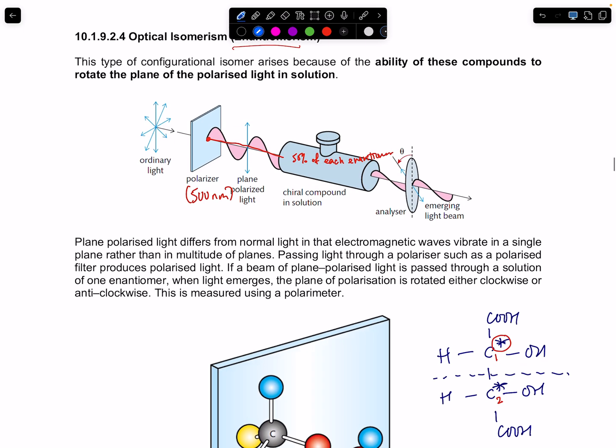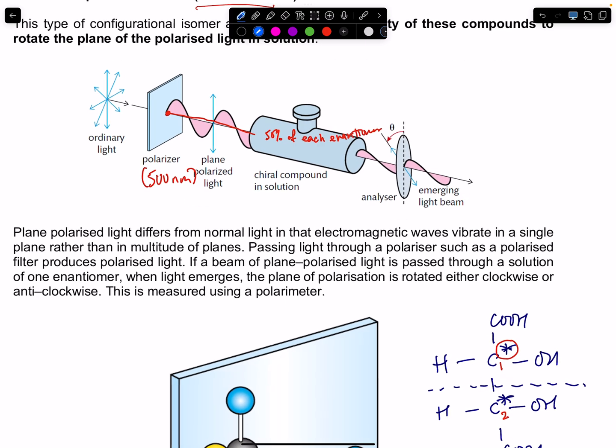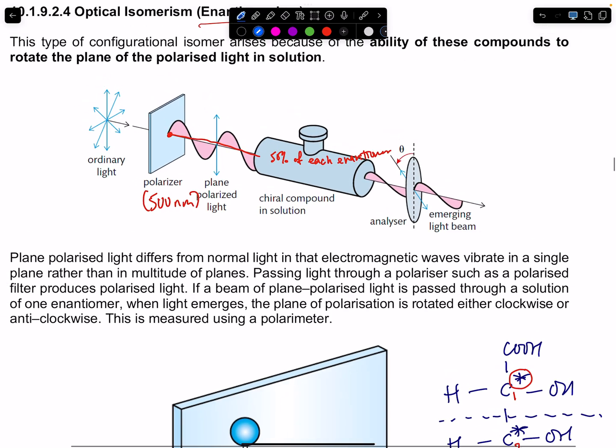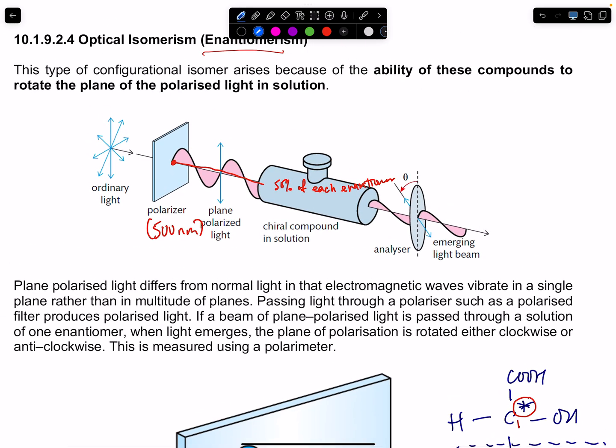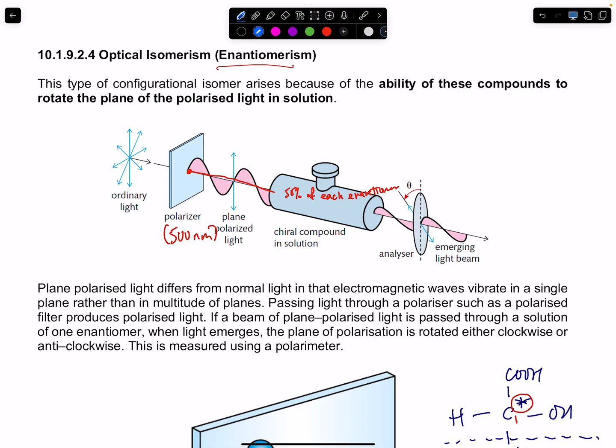Okay, so we move on to enantiomerism, okay, guys? It's like an hour for each isomer, if you realize. Cis-trans will be an hour, this one is another hour. This one is a lot more complicated.